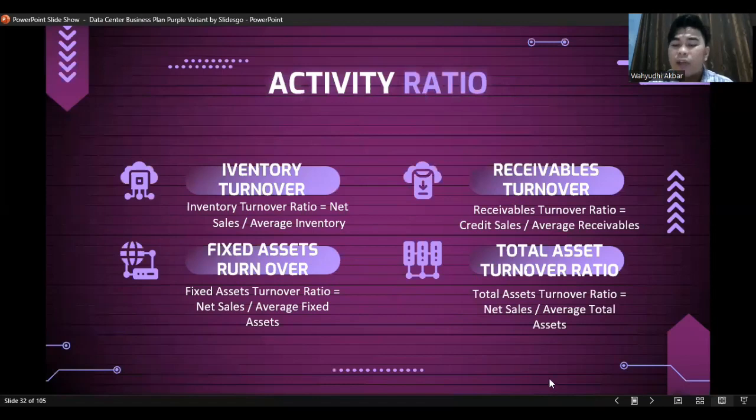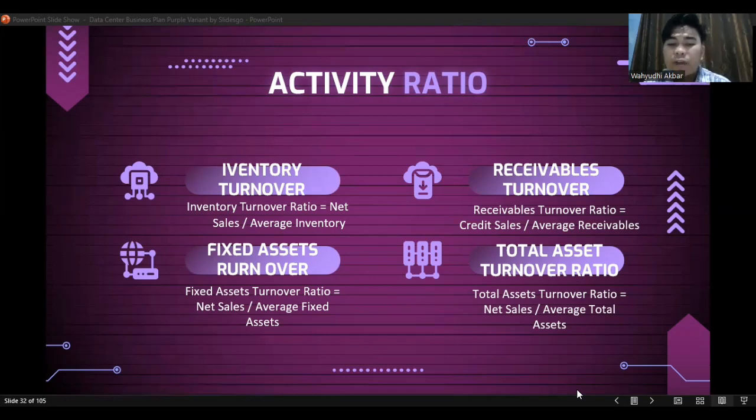The third one, we have activity ratio. Financial ratios are analytic tools used to measure the financial performance of a company or business entity. Here are the formulas for some of the financial ratios, that is activity ratio. The first one is inventory turnover. Inventory turnover ratio measures the efficiency in managing inventory or stock of goods. The formula is inventory turnover ratio equals net sales divided by average inventory.